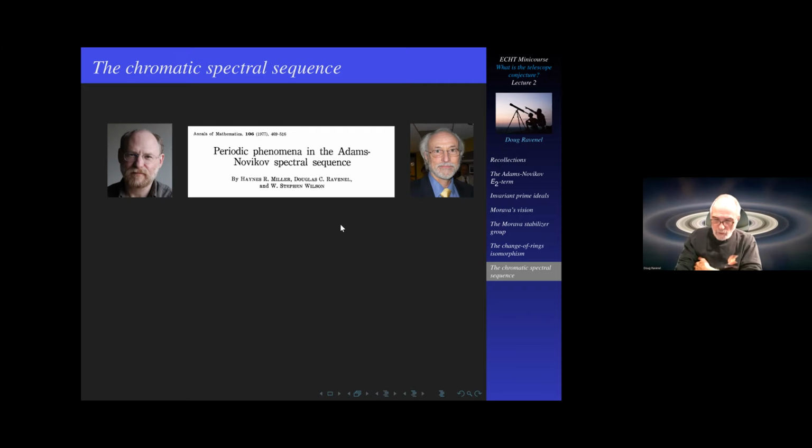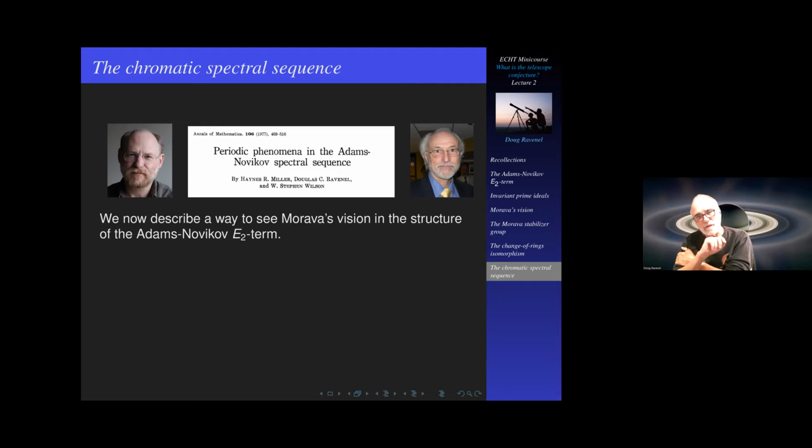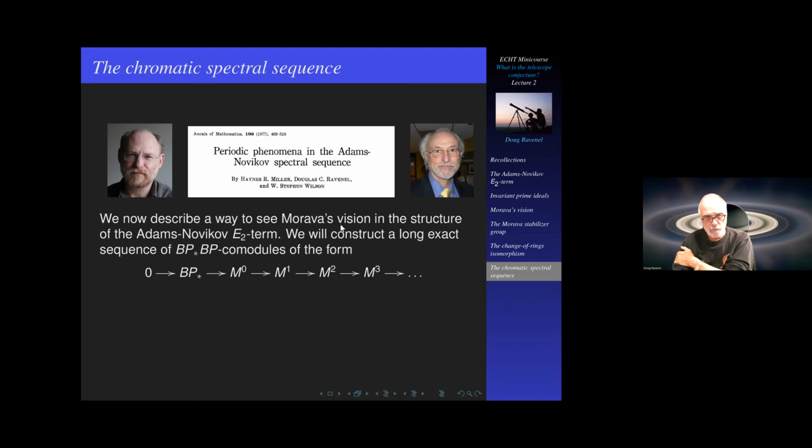So it goes like this. It's a way of bringing Morava's vision down to Earth and seeing how it's reflected in the structure of the Adams-Novikov E2 term. So we're going to construct a long exact sequence of comodules that has this form. And that's known as the chromatic resolution. The reasons for calling that will become apparent in a moment. There's a long exact sequence of BP star comodules that's known as the chromatic resolution.